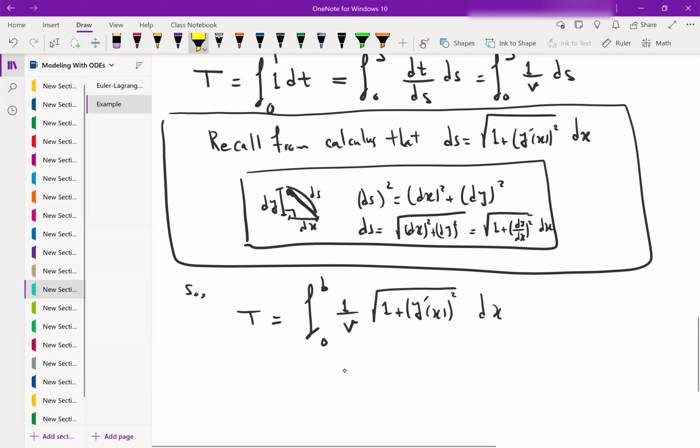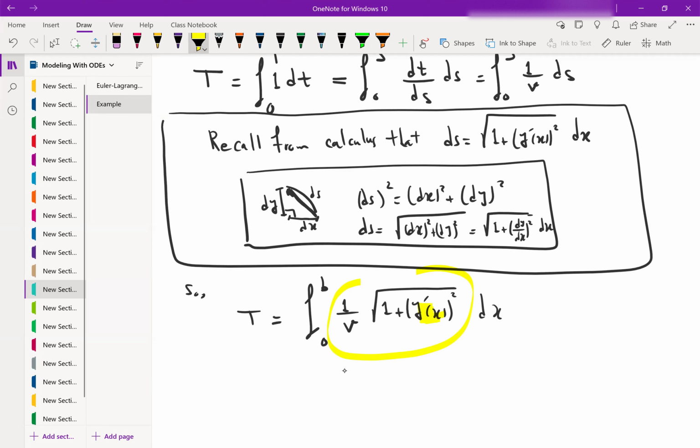Folks, this is the quantity that I want to minimize. Among all possible y of x that connect the origin to the point (little b, big B), I want to find the y of x that minimizes this expression. Now, the expression that we have here also involves the magnitude of the velocity v, our speed.